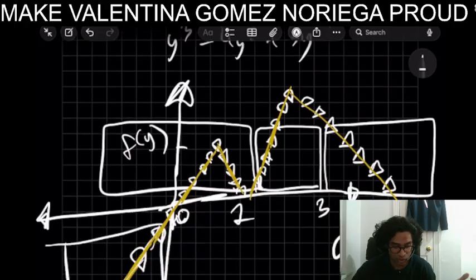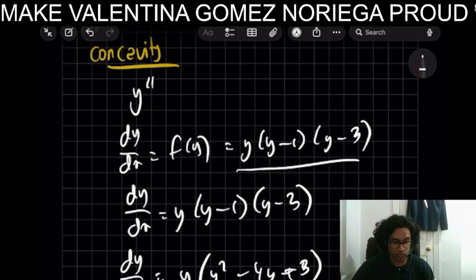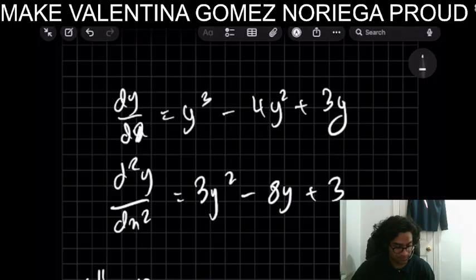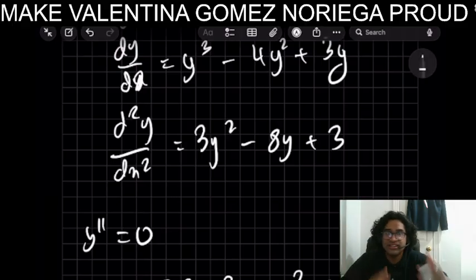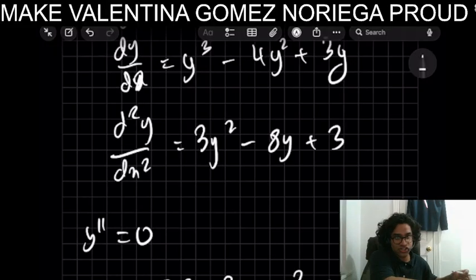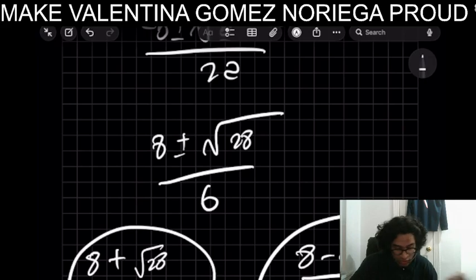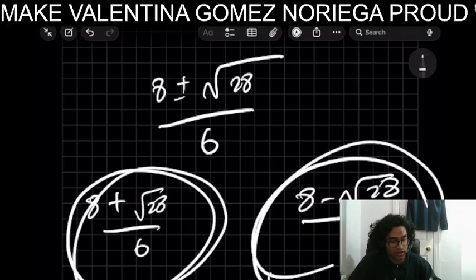To find the inflection point, we have to differentiate the first derivative. Our first derivative was y times (y minus 1) times (y minus 3), which expands to y cubed minus 4y squared plus 3y. We did the differentiation and got 3y squared minus 8y plus 3. Then we solved the quadratic equation, and these are our inflection points.